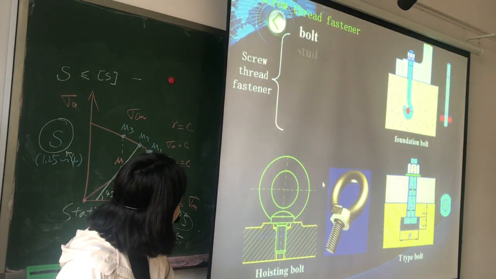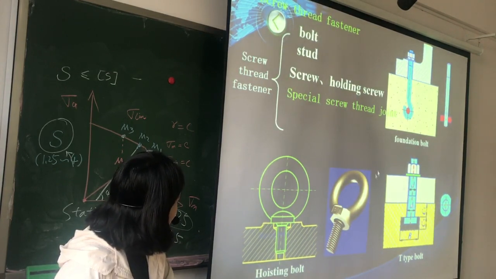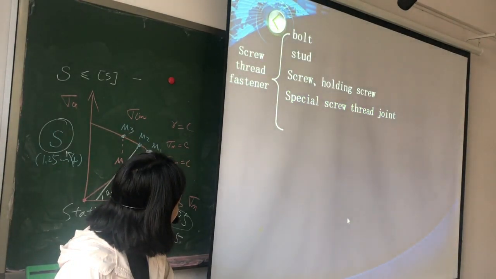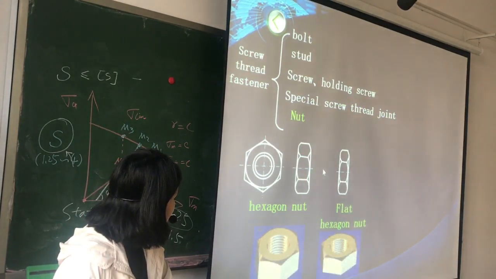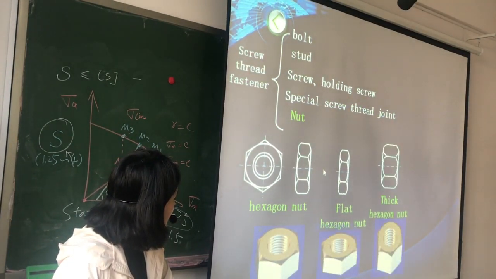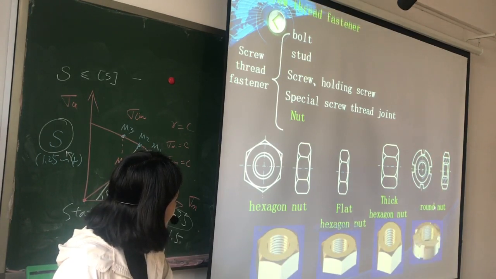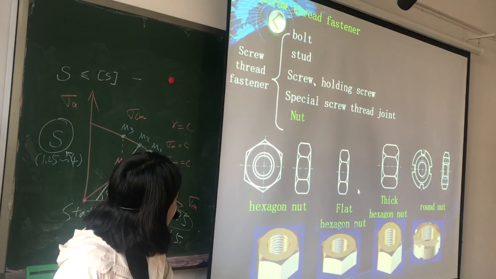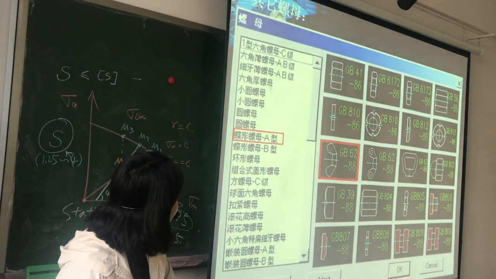And this is the special screw thread joint, the foundation bolt, or T-type bolt, and nut. Types of nut. This is a round nut. Okay. And this is other nuts. Other nuts like this or this.